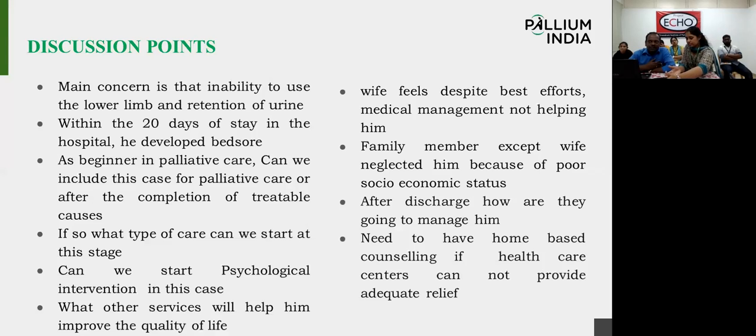Okay. So, palliative care can be started from the early course of illness as per WHO definition. So, you need not wait for completion of treatable causes. You can straight away start. So that was the next question. If so, what type of care can we start at this stage? So somebody please come up with some suggestions. What type of care can we start at this stage?